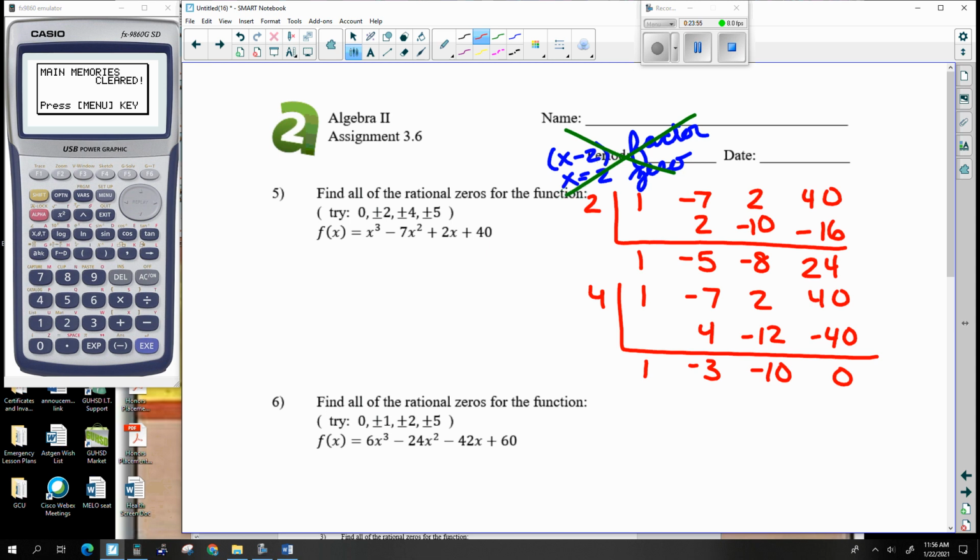Hooray! Positive 4 did work out. So because of that, I know that x minus 4 is a factor. Okay, and then ultimately x equals positive 4 is a 0. But let's start with that factor. Because I know what one of the factors is, that means that f of x, this equation, is now x minus 4, and the answer, which is x squared minus 3x minus 10.